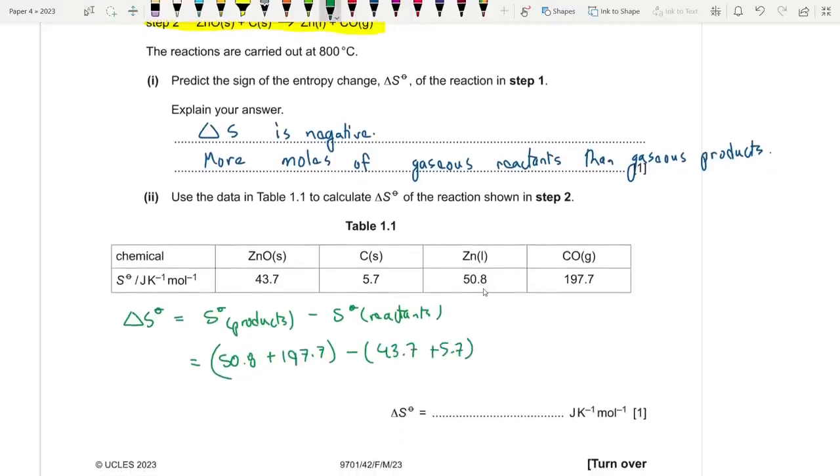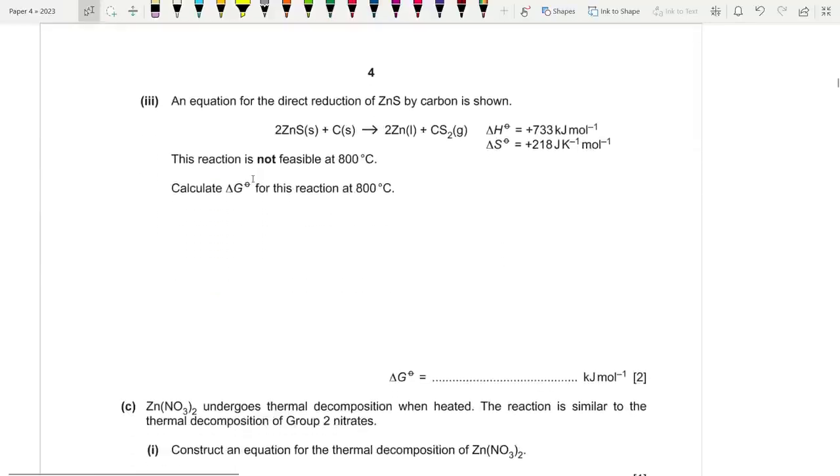So let's do this. 50.8 plus 197.7 minus 43.7 minus 5.7. That's 199.1 joule per Kelvin per mole. Plus, by the way. Next, an equation for the direct reduction of zinc sulfide by carbon is shown. The reaction is not feasible at 800 degrees Celsius. Calculate del G for this reaction.